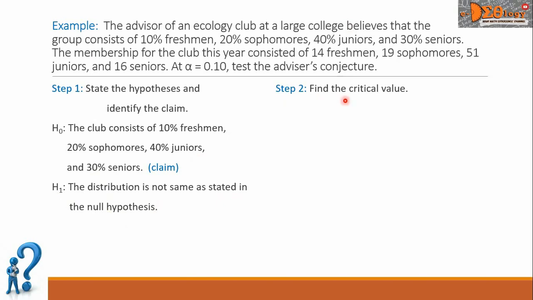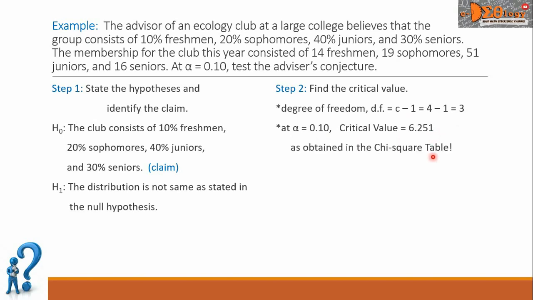Step 2 is to find the critical value. Let us compute the degrees of freedom, and that is df equals c minus 1. There are 4 categories, so we write 4 minus 1, and the df equals 3. Next, at alpha equals 0.10, the critical value equals 6.251. This value is obtained from the chi-square table.